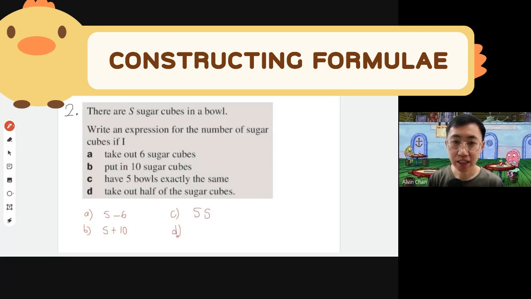And D, if I take out half of the sugar cubes, what will be the formula? That is the formula, so you take S over 2. So that was what you were doing. I said if S is 6, then you know you took out 3 because you were doing divide by 2.